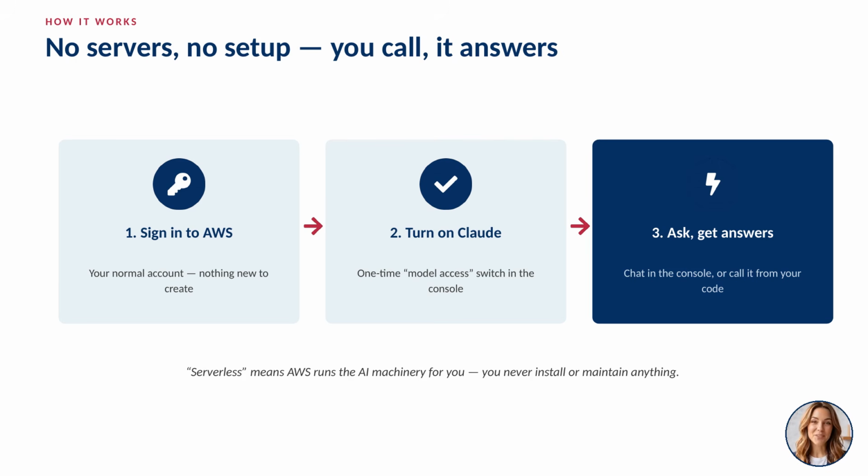3 steps. That's the whole thing. Step 1. Sign into your normal AWS account. Step 2. Flip the one-time switch that turns on Claude. It's called Model Access, and I'll show it to you on screen in a few minutes. Step 3. Start asking questions, either by chatting right there in the console or by calling Claude from your own code. You never install anything. You never maintain anything. It scales up automatically when you're busy and costs nothing when you're not using it.